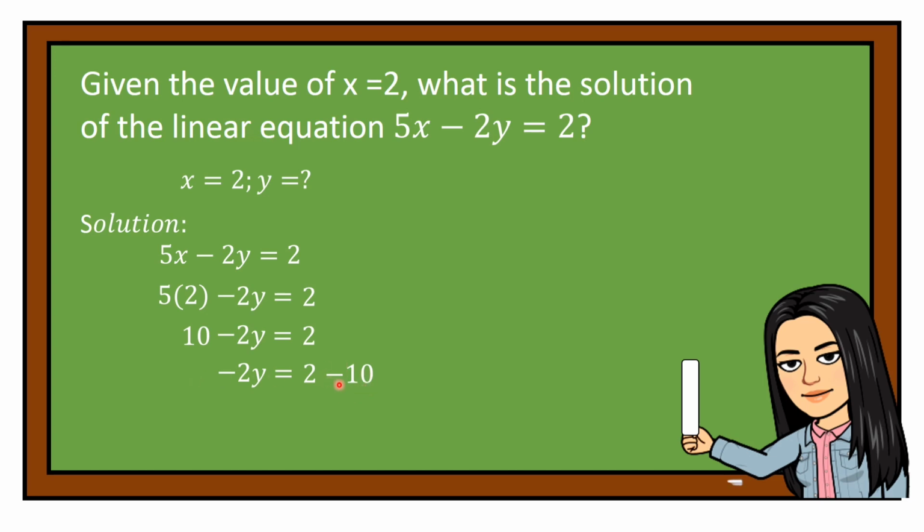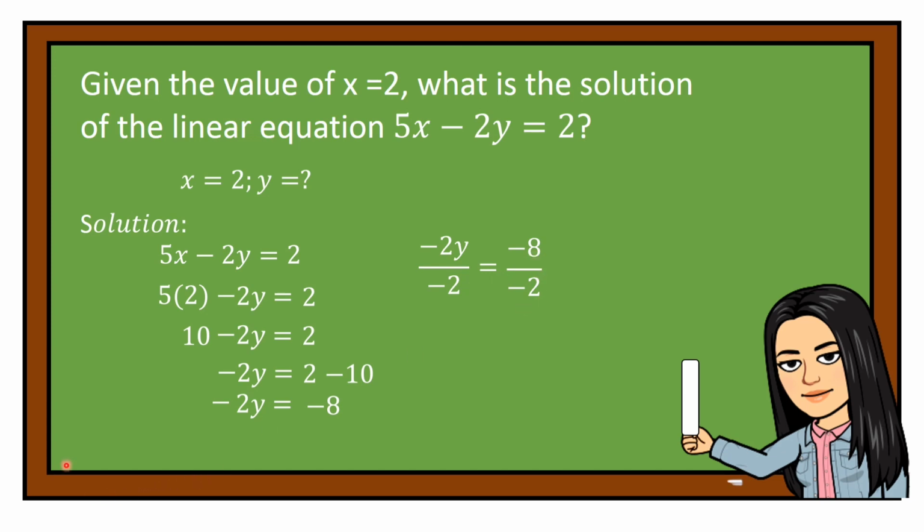In transposition, we're going to change the sign of the given number. Since this is positive and we transpose it, we're going to use negative sign now. Next, negative 2y is equal to 2 minus 10 is equal to negative 8. So we have to get the value of y. Therefore, we're going to divide both sides by negative 2. So that would be negative 2y over negative 2 is equal to negative 8 over negative 2.